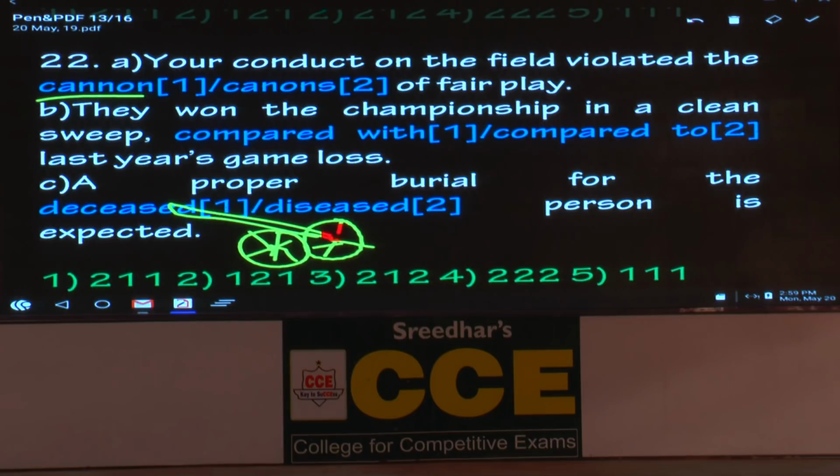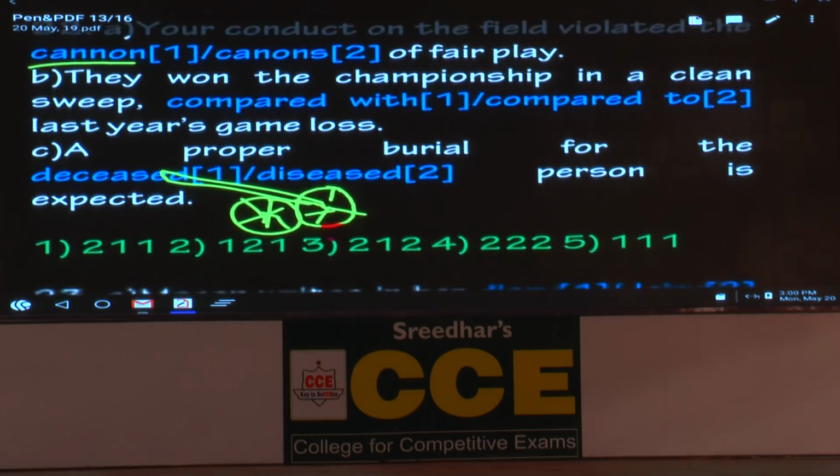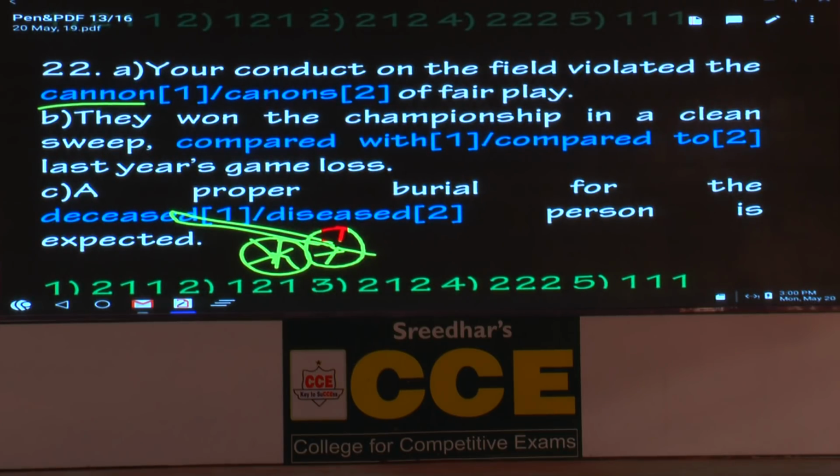But now write the meaning of the second word. Canons means rules and regulations. Canons means what? Rules and regulations. So that goes with the sentence: your conduct on the field violated the rules of fair play. Seems right or wrong? Yes, fine.